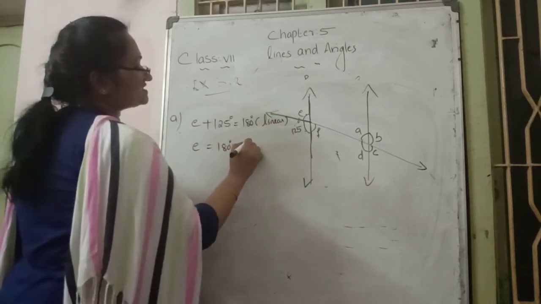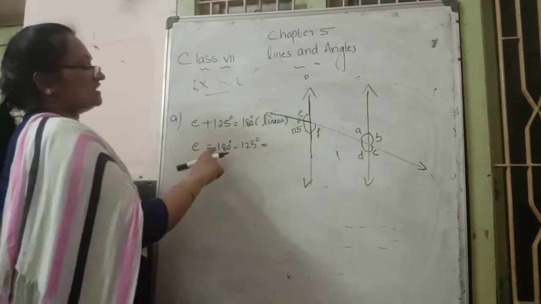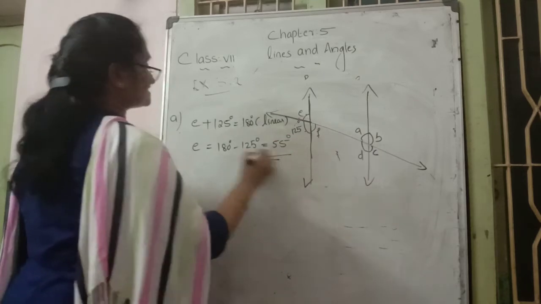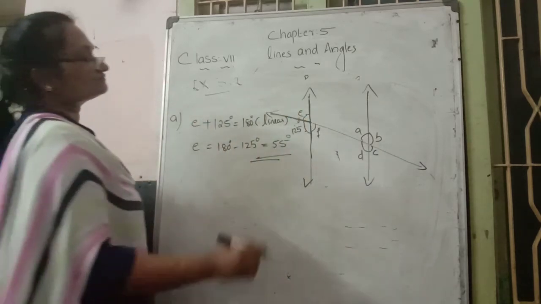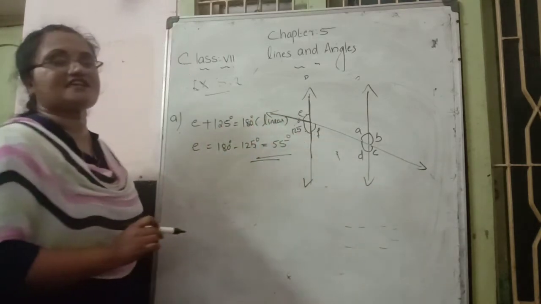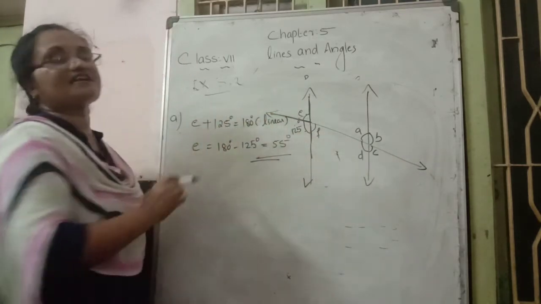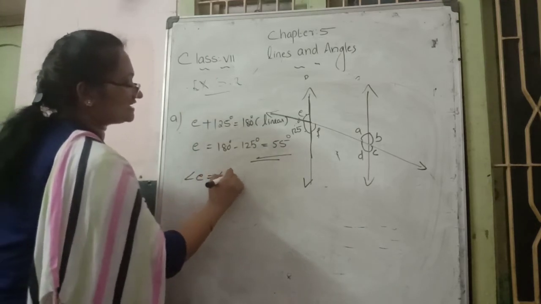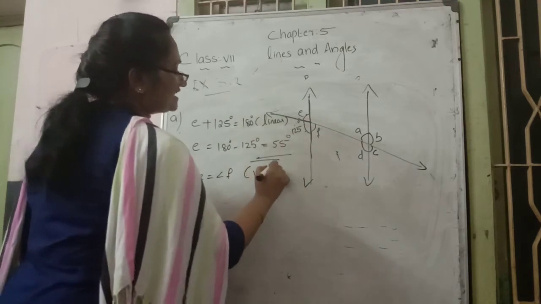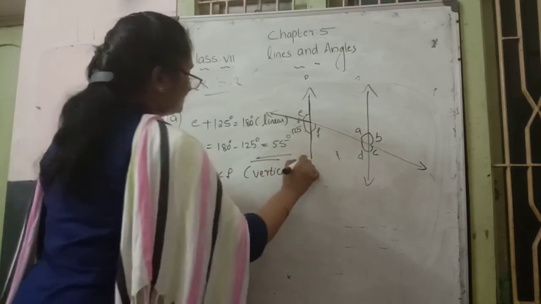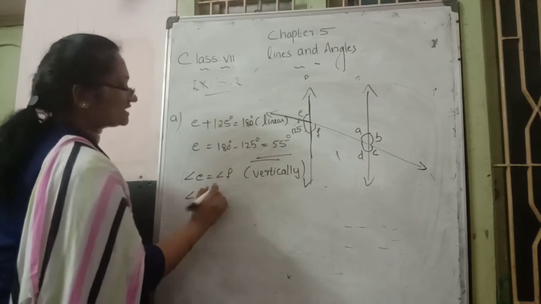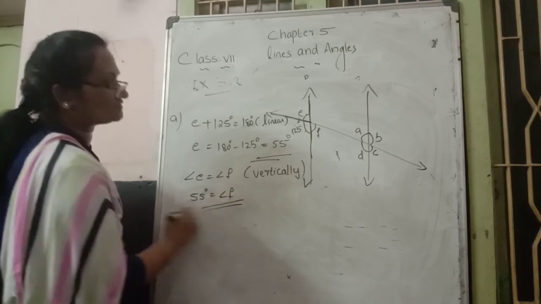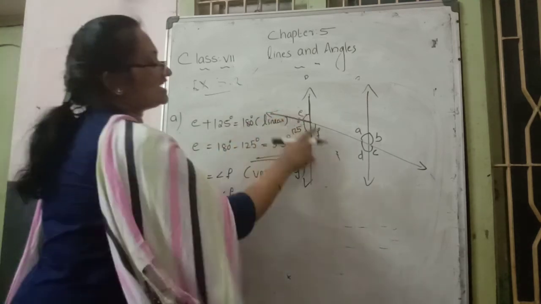So how much do we get for E? 125 is sent to the opposite side, so minus 125. 180 minus 125 becomes how much? 55 degrees is the answer. E value is 55. Then what is the relation between E and F? E and F are vertically opposite, that's why angle E is equal to angle F. The reason is they are vertically opposite. Angle E is 55 degrees, so angle F also is 55.